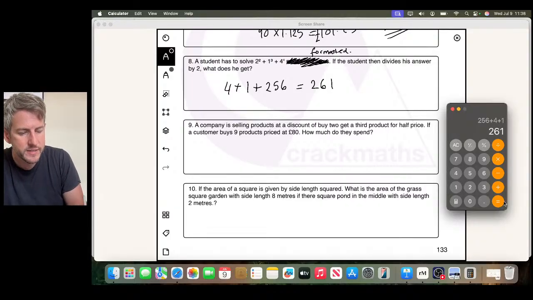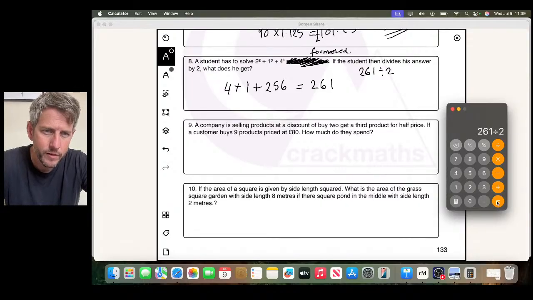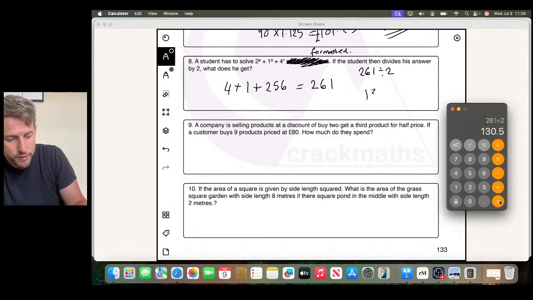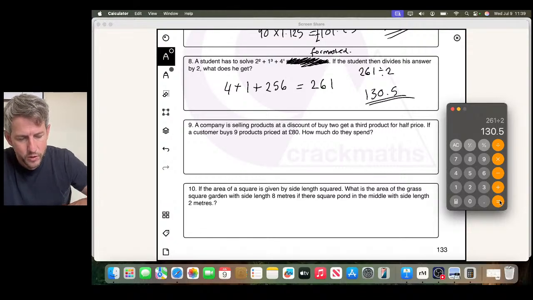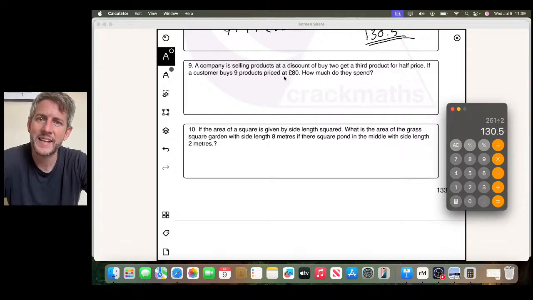If the student then divides his answer by 2, what does he get? So we're looking at 261 divided by 2. Let's divide this by 2 up here. And this will be 130.5. Okay. Question 9. A company is selling products at a discount of buy 2, get a third half price. Okay. If the customer buys 9 products priced at £80, how much do they spend?